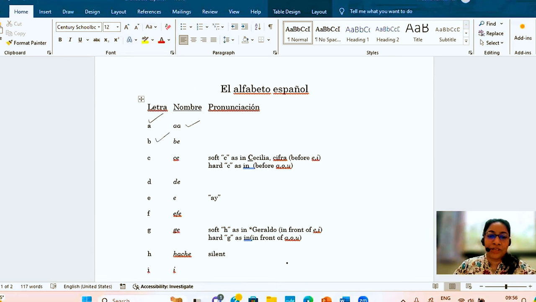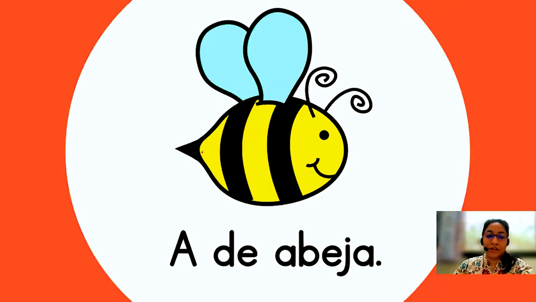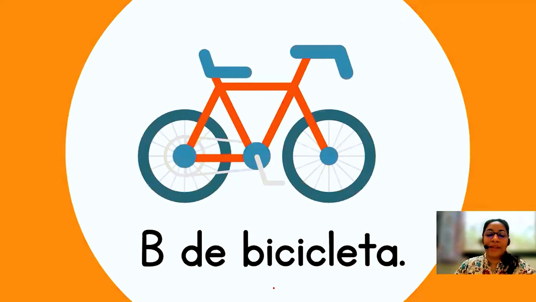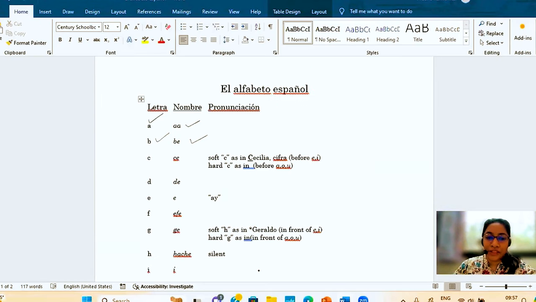B in English is B in Spanish. Let's look at the word associated. It is bicicleta. B de bicicleta. Again, the alphabet doesn't change in Spanish. It remains the same. What changes is the pronunciation. Alright? That is why it is B de bicicleta, B for bicycle in English. Let's move on to the next one.